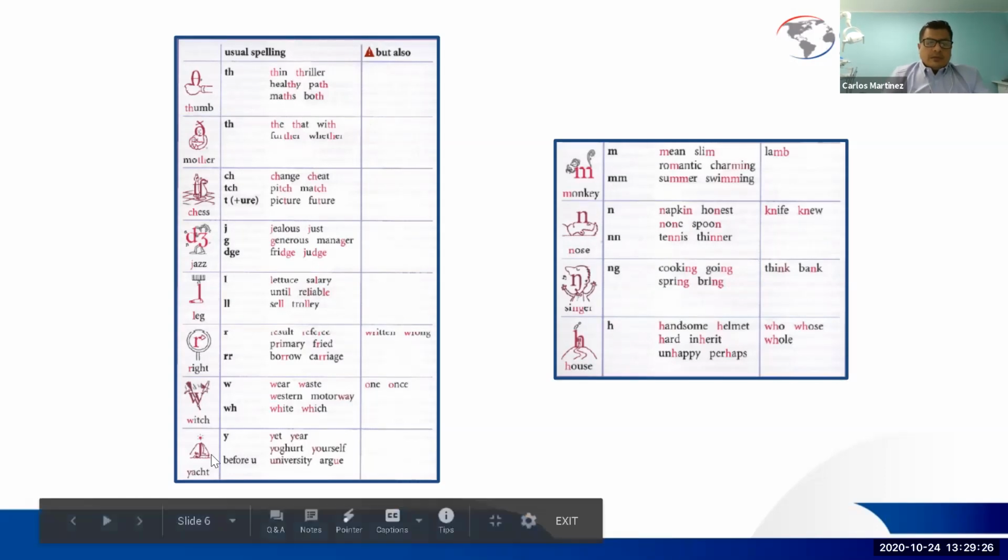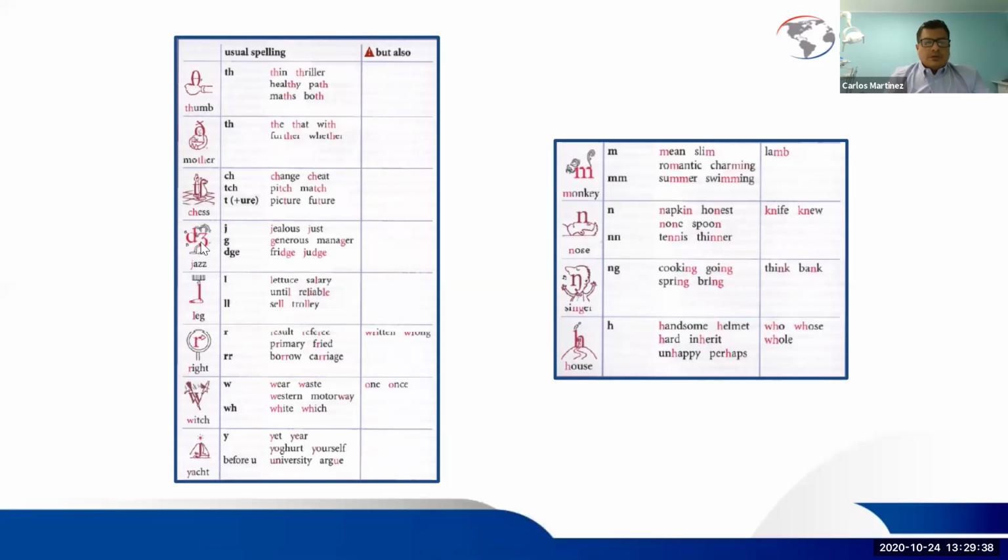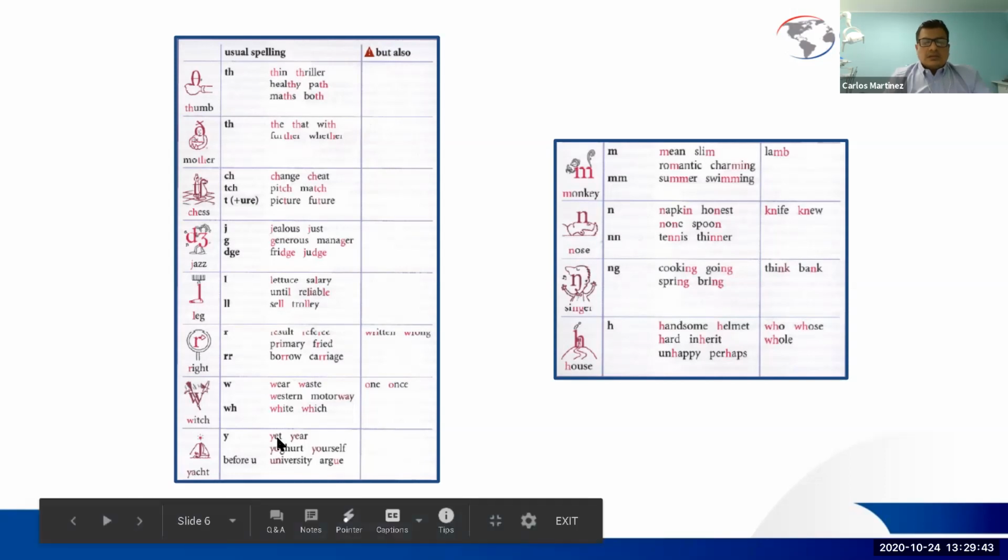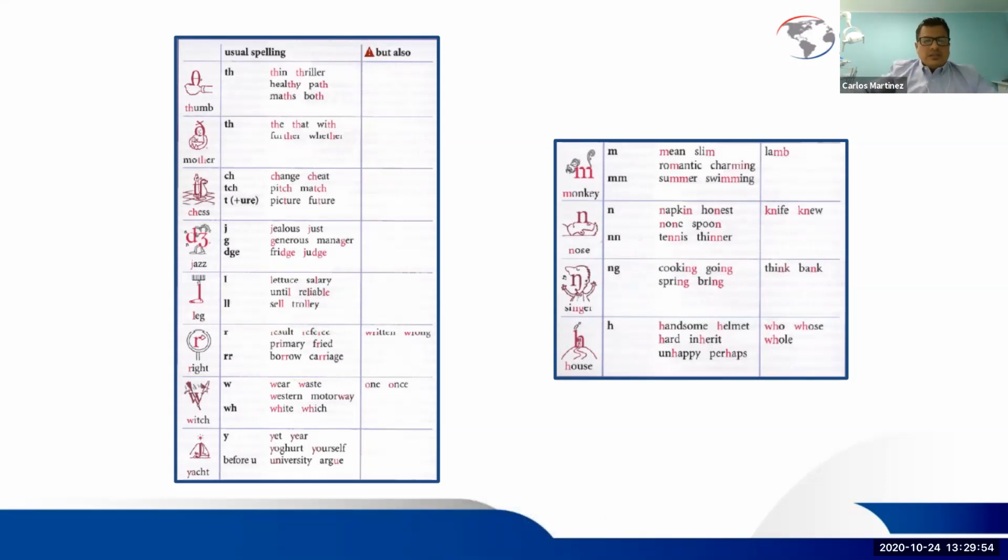Then we have the letter Y, which has a phonetic symbol like a J, but it produces the sound Y. It's different than this one here. This is jealous, just. This is just very simple, yet. And you don't say jet, no, because a jet is the plane. Notice the difference in pronunciation: yet, and jet. A jet is the plane, and this is just yet.